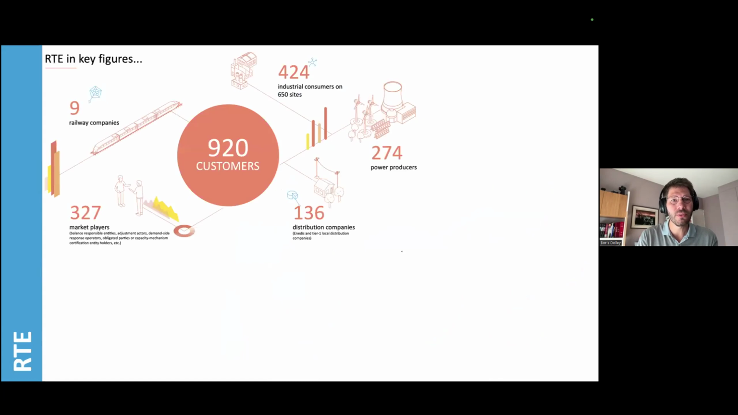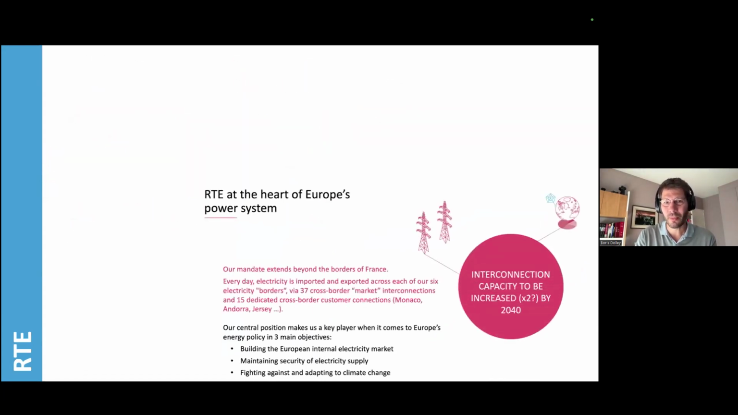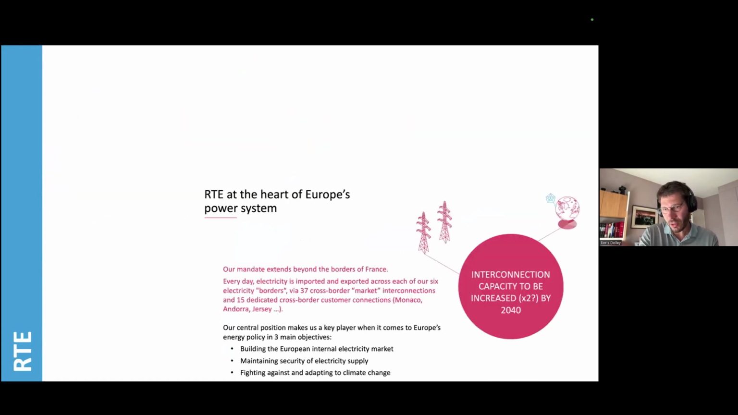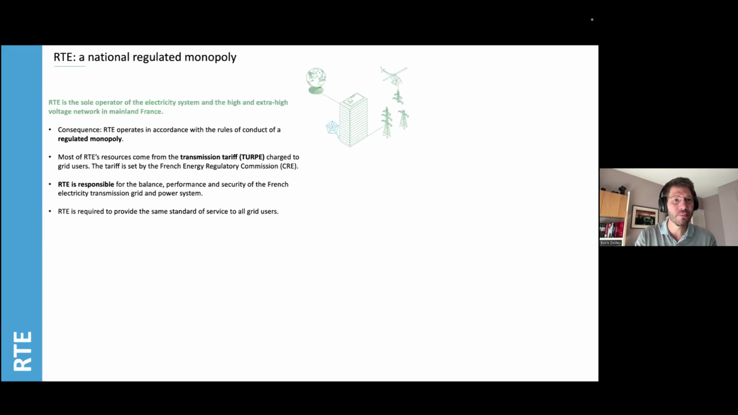To finish quickly with the figures, we have almost 1,000 customers. You see the composition, it's pretty obvious: producers, distribution, market players, and heavy industrial consumers. I already said that we are at the heart of the power system and energy transition in Europe. At the center of this circle, we hope to double the capacity of the interconnection in Europe through 2040.